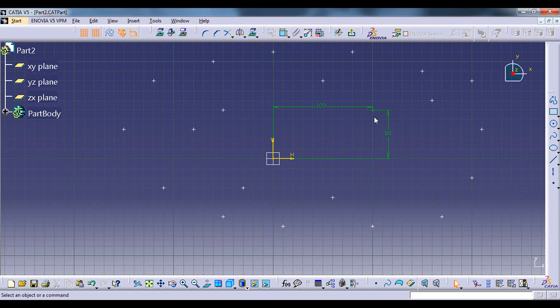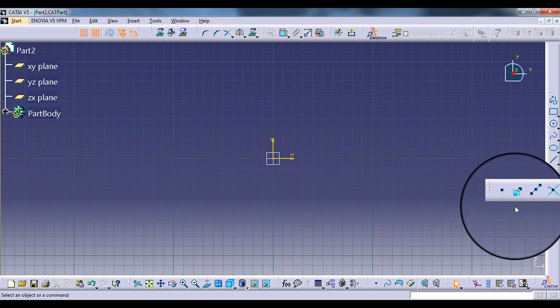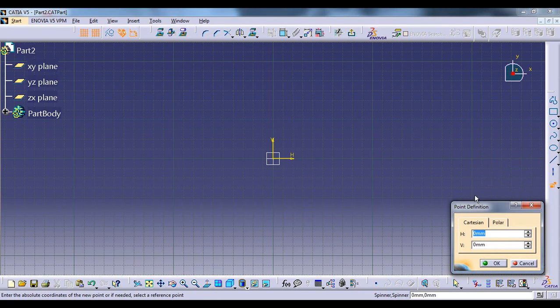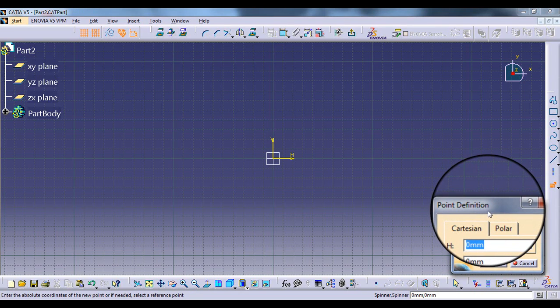Consider that we want to plot a point whose coordinates are 70, 30. According to that, the horizontal distance will come out to be 70 while the vertical distance will come out to be 30 mm. First I will clear this. Okay, now I will select this point using coordinates command. This will open this point definition dialog box.